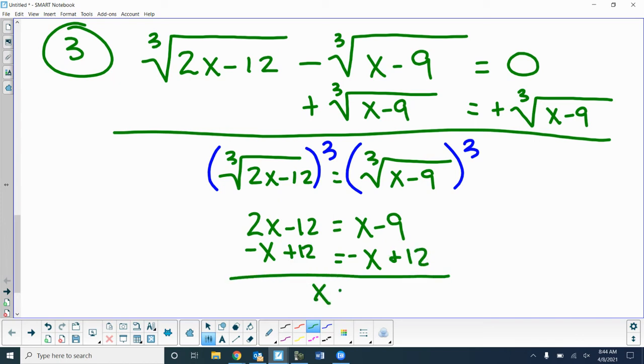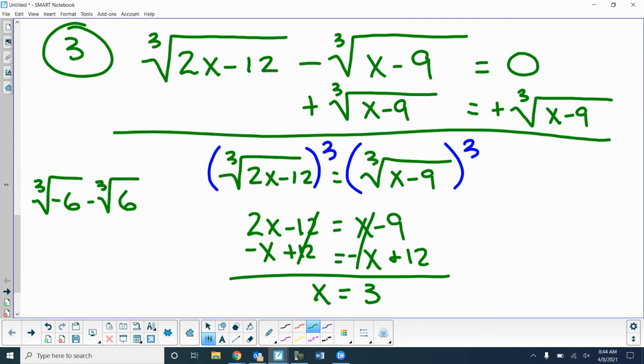So you get x equals 3 for that. Does that work? What's 2 times 3? Minus 12. Negative 6, right? What's 3 minus 9? Negative 6.